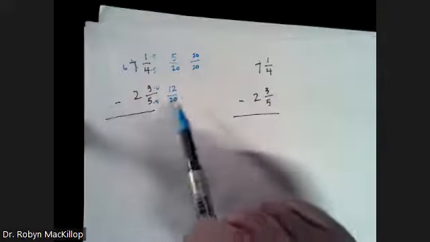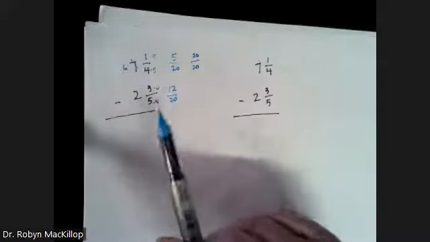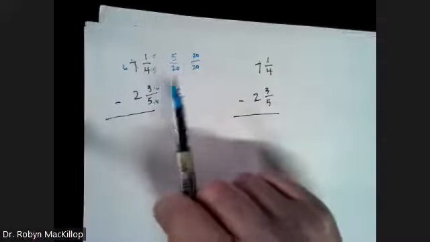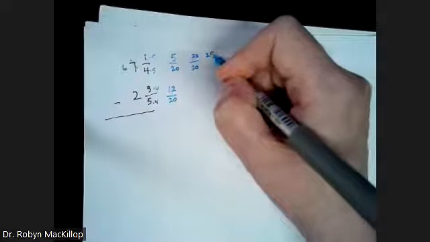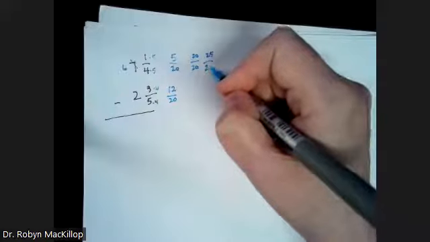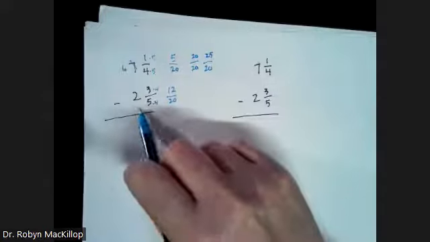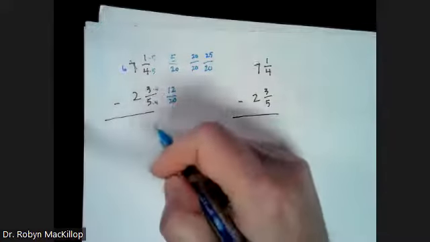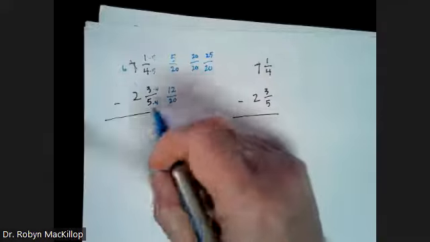So make it easy on yourself. Use the denominator that's already in play, and it's just less work. It makes sense. All right, then we add these two together. So 5 plus 20 is 25 over 20. So now our problem is 6 and 25 over 20 minus 2 and 12 over 20. So just do the arithmetic. 25 minus 12 is 13 over 20. And 6 minus 2 is 4.